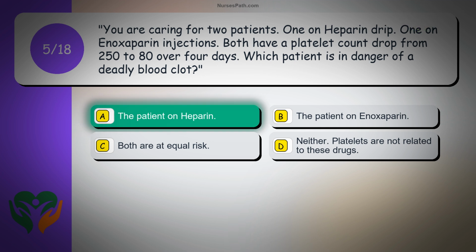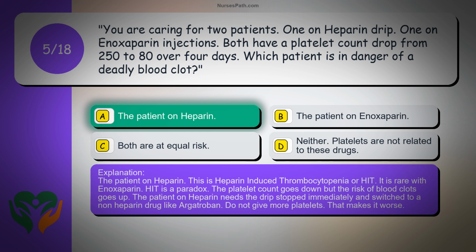The correct answer is option A. The patient on heparin. This is heparin-induced thrombocytopenia, or HIT. It is rare with enoxaparin. HIT is a paradox. The platelet count goes down but the risk of blood clots goes up. The patient on heparin needs the drip stopped immediately and switched to a non-heparin drug like argatroban. Do not give more platelets. That makes it worse.